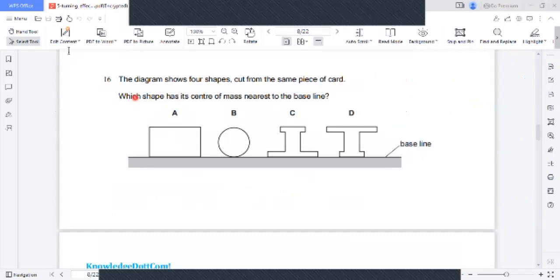Okay, number 16. The diagram shows 4 shapes cut from the same piece of card. It means their densities, when the material is the same, are the same. Which shape has the center of mass nearest to the baseline? Here is the baseline.